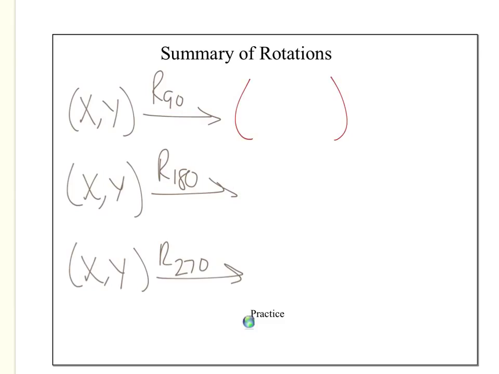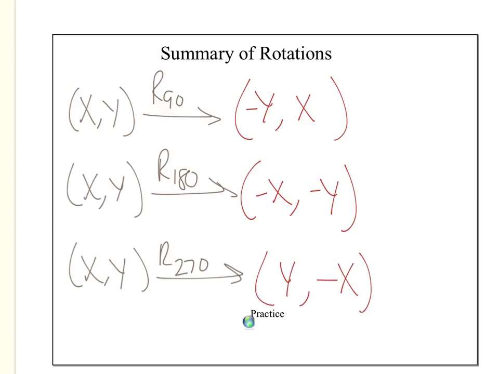If I take a point and rotate it 90 degrees, we saw that the rule, or what happened to the point, was negative y, x. Rotating it 180 degrees, we saw that both the x and y coordinates were negated, and for 270, we saw that it became y, negative x. These are the most important things to remember. These will allow you to take any point on a coordinate axis and rotate it 90, 180, or 270 by applying this rule.